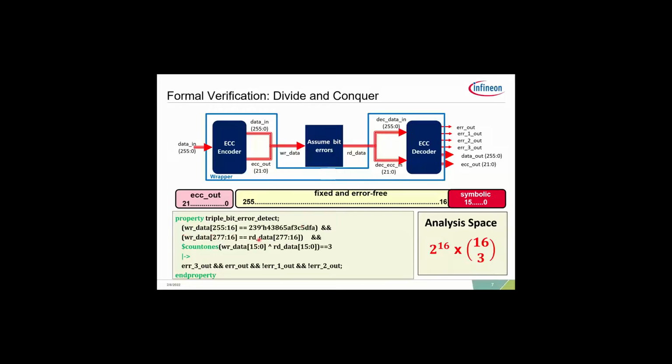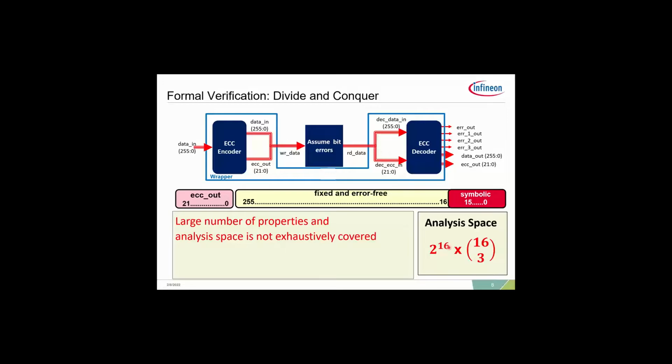This is what you see in the first 2 lines of the property. Here we are assuming that the write data from bit 256 down to 17 is error-free, or even a constant, and the read data is the same, so it's error-free in these bit positions. Then we assume that these 3 bit errors can occur only in this small window, and then prove the rest of the output signals. Of course, now the analysis space is much smaller because the tool can only play with these 16 bits and can insert the bit flips only in this small window. The analysis space is small, and the property converges within reasonable time.